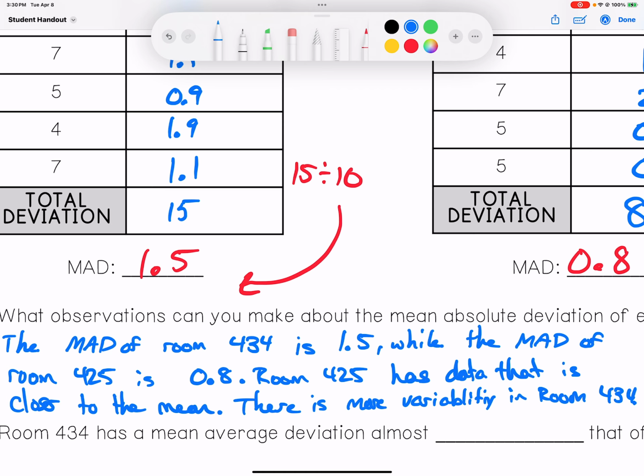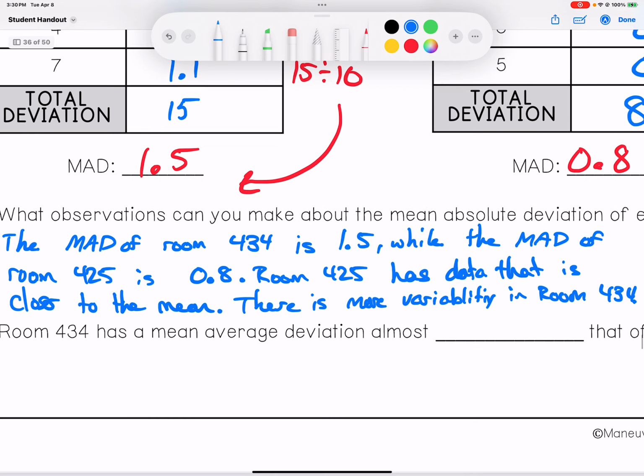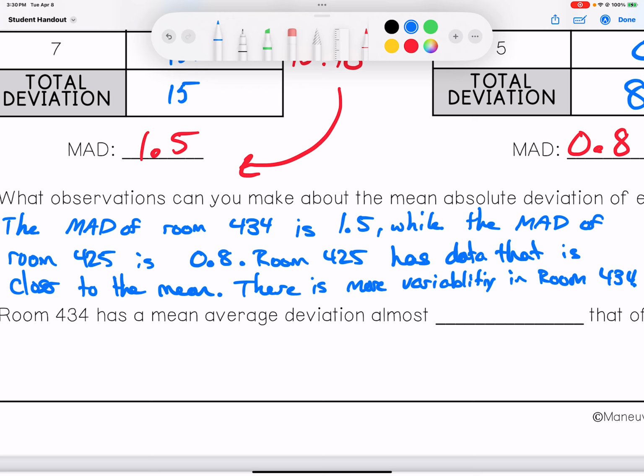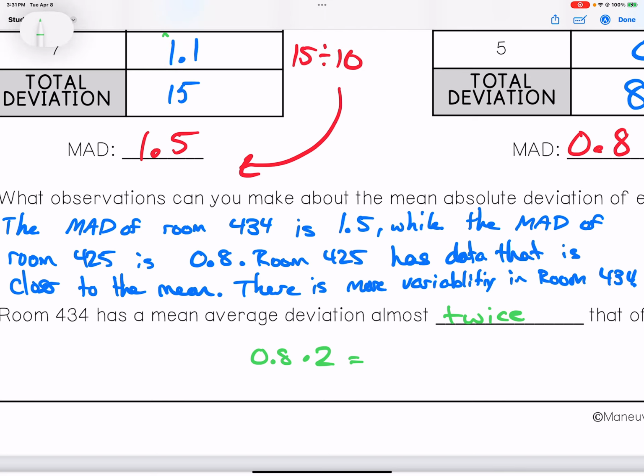Room 434, moving on to B, I'm just going to slide that up. Room 434 has a mean absolute deviation, so it has a MAD that is almost twice that of room 425. 0.8 times 2 is 1.6. That's almost that. So it's almost double that. So 0.8 is almost doubled, okay?